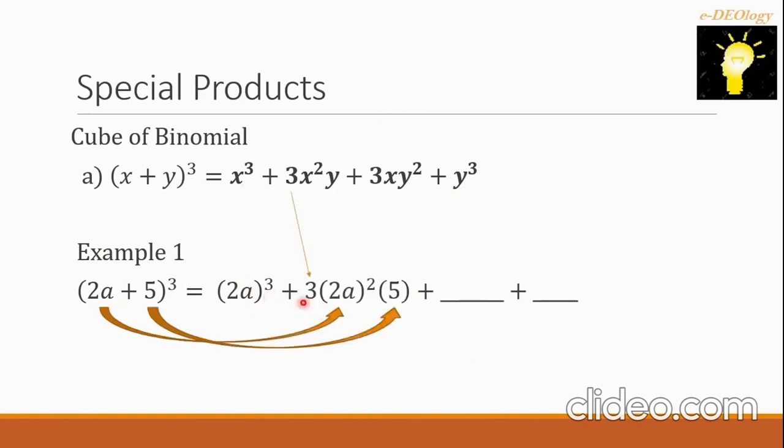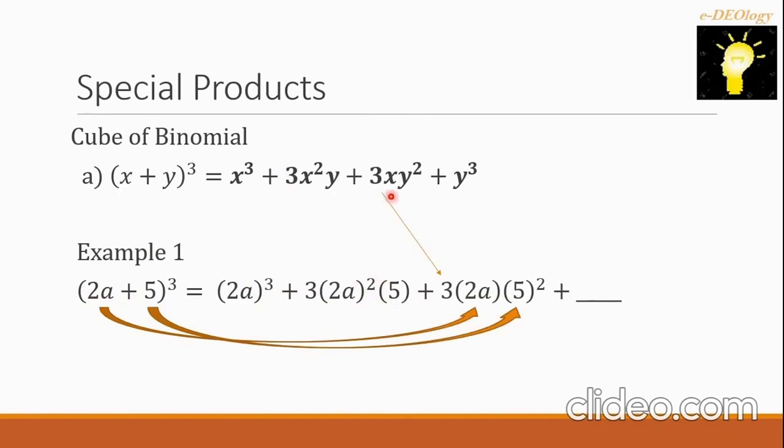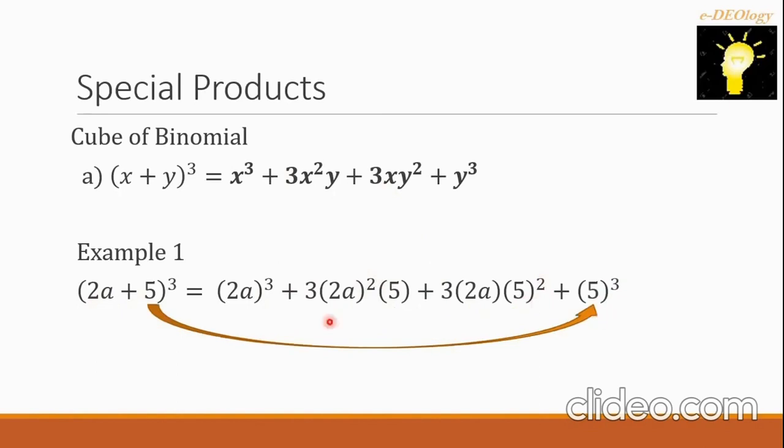Then the second term will be the times 3. And then I'm going to copy these two terms, 2a and 5, but the 2a must be squared. The third term, again the constant 3 will be there. I am copying these two terms, but this time the number 5 will be squared. And the last blank, the 5 will be raised to 3.